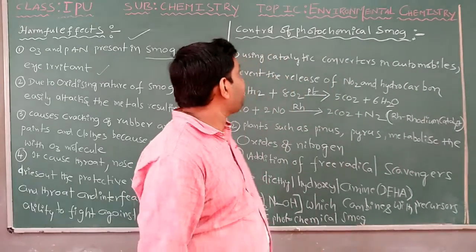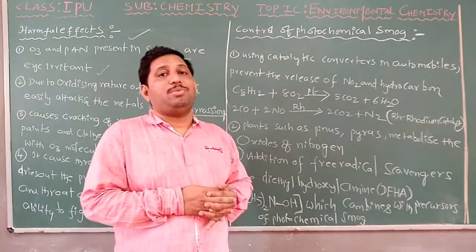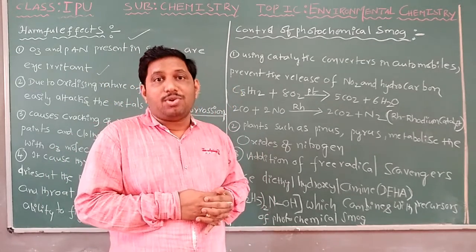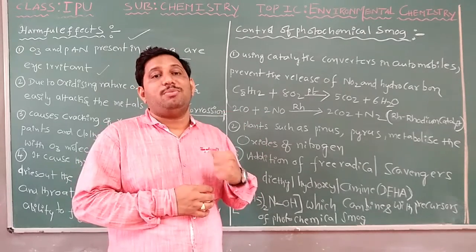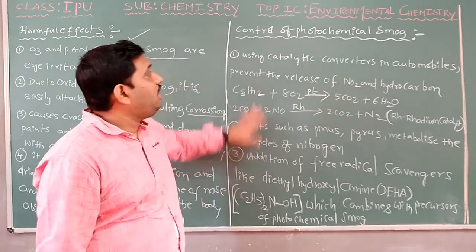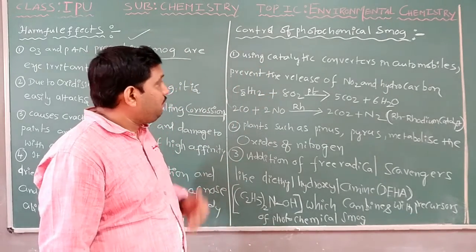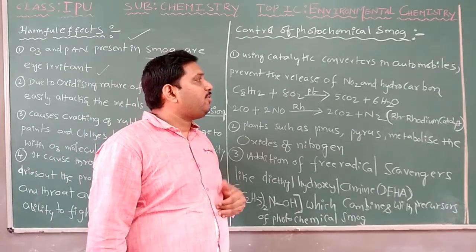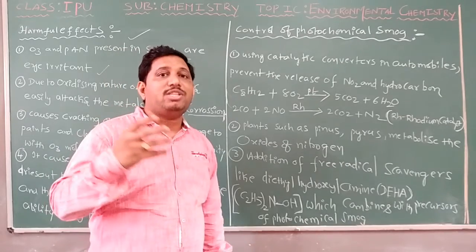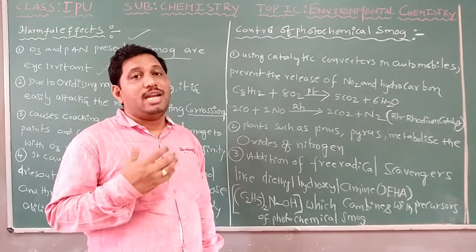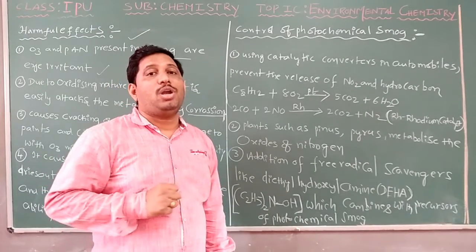Okay. Right. Next one. Control of photochemical smog. How can you control this photochemical smog? Because of control of photochemical smog, all these harmful effects will be reduced. First one, students, using catalytic converters in automobiles prevents the release of nitrogen dioxide and hydrocarbons. Generally, students, in automobiles, due to combustion of the fuels, hydrocarbons and nitrogen dioxide gases are released. These can cause photochemical smog.